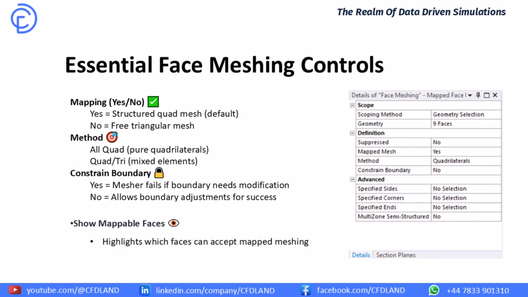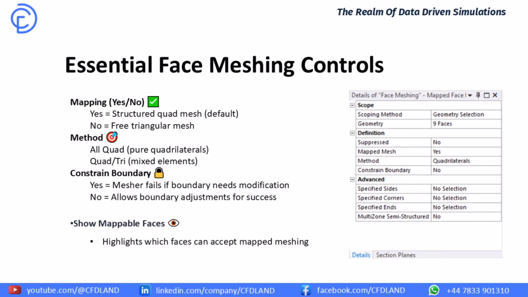Okay, let's look at the control panel. These are the four most important settings you will set. First and most important is mapping, yes or no. This is the main on-off switch. When we set this to yes, we are telling ANSYS, I demand a structured mapped mesh on this face.